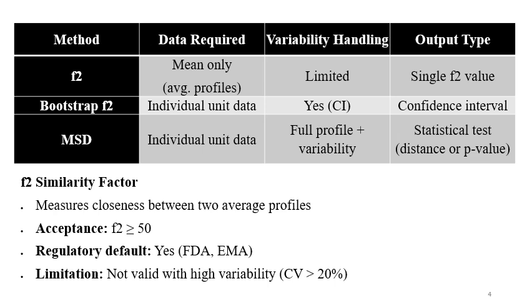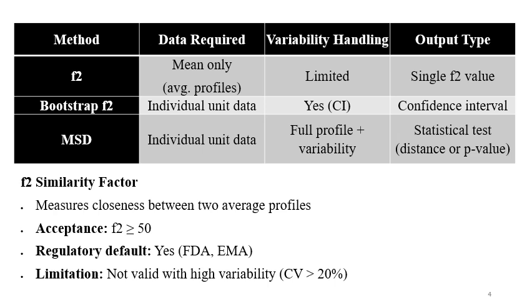In F2 method, mean data is required. That means average profiles are used to demonstrate the F2 similarity or calculate the F2 value. Then variability is required to be limited. If variability is more, or percent RSD or coefficient of variation is more, at that time F2 has some limitations. An output of F2 similarity or F2 factor calculation is a single F2 value, which is required to be above 50, so that you can say that the dissolution profiles are similar.